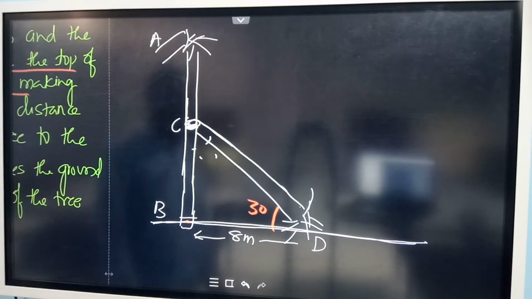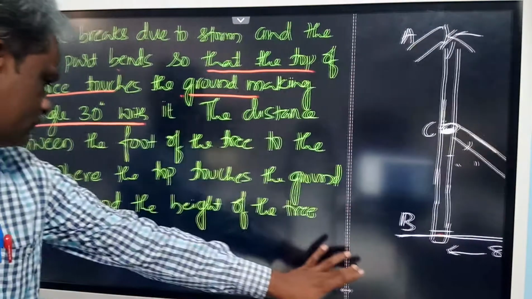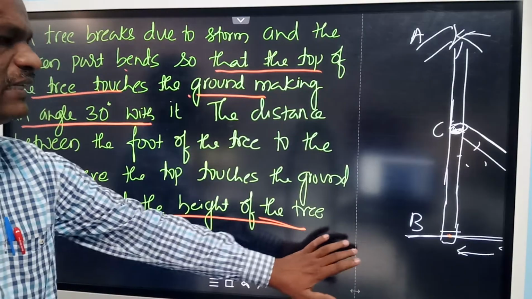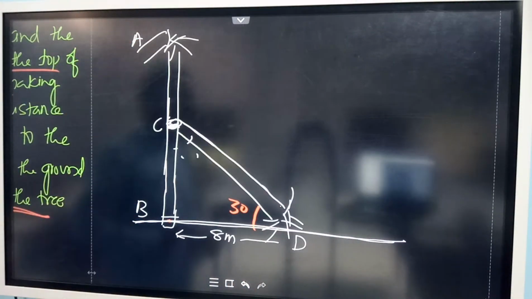Okay. So now find the height of the tree. You need to find the height AB.